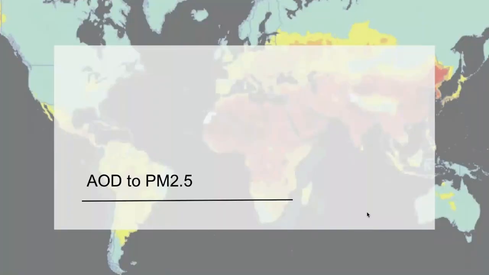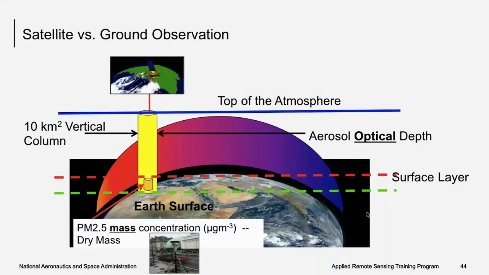Okay, so now the last section, I will focus more on how we can convert this quantity, which is aerosol optical depth, from the satellite to this PM2.5. And the rest of the webinar series will focus on that, and then we'll use the data to do some more air quality assessment. Again, this is a very similar slide which I have shown earlier.